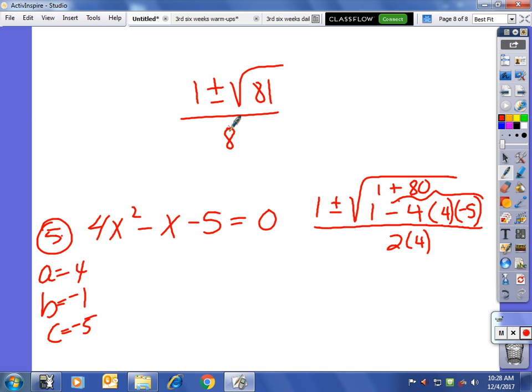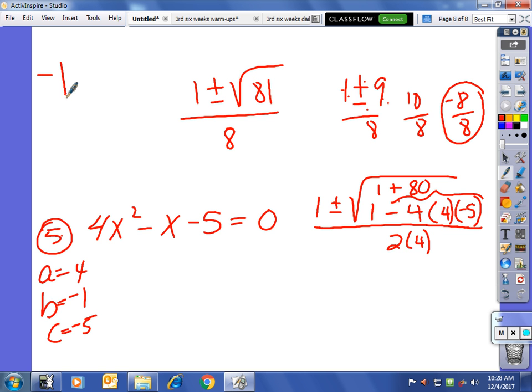And the square root of 81 is a nice whole number of what? 9. So it's 1 plus or minus 9 over 8. 1 plus 9 is 10 divided by 8. 1 minus 9 is negative 8 divided by 8. So I get one whole number answer, one fraction answer. What's negative 8 divided by 8? Negative 1. And 10 over 8 just reduces to 5 over 4, 1 1/4.